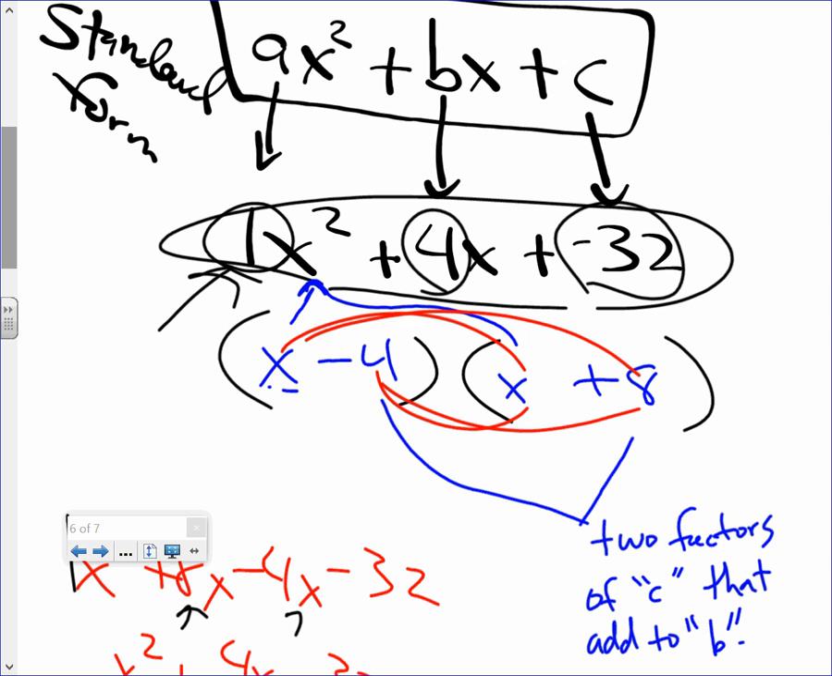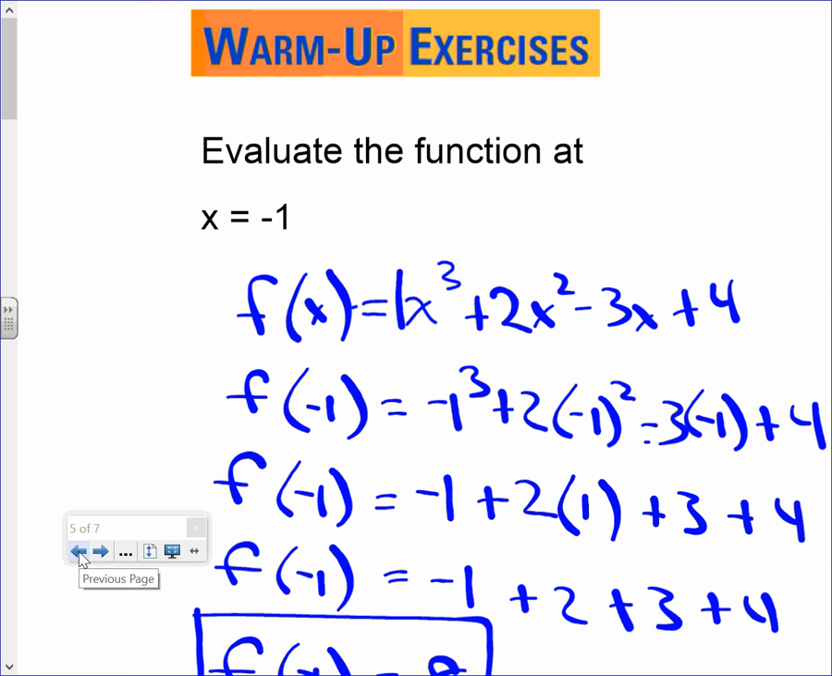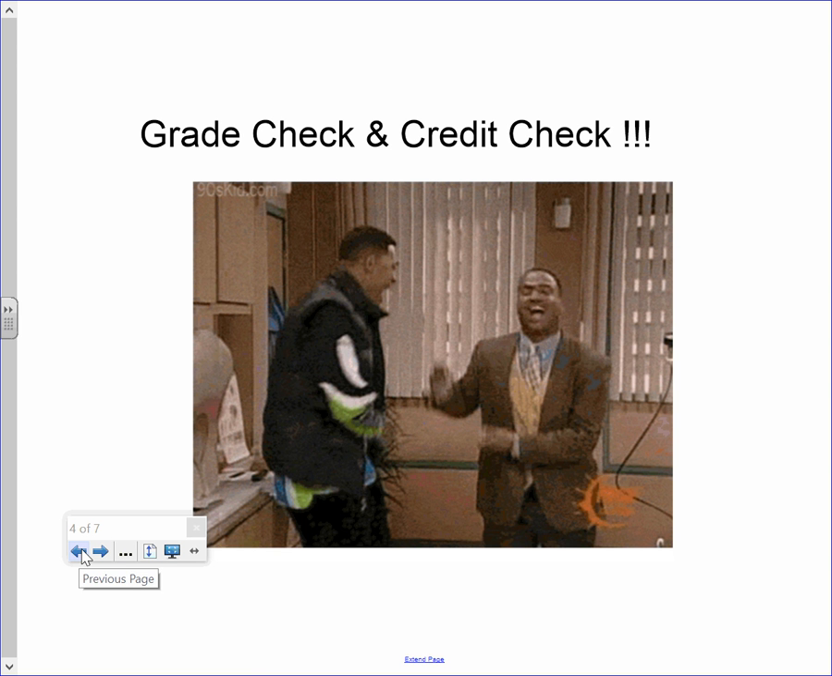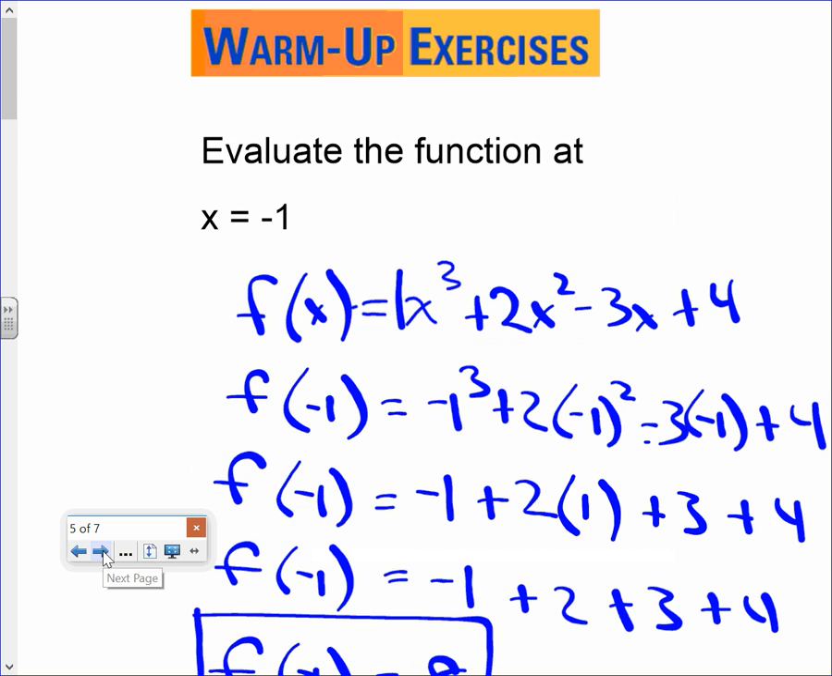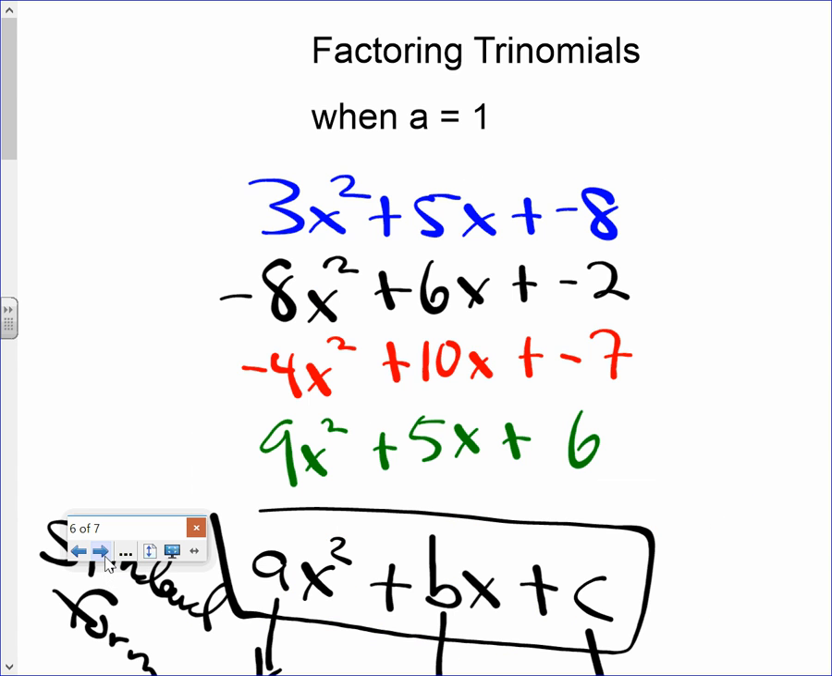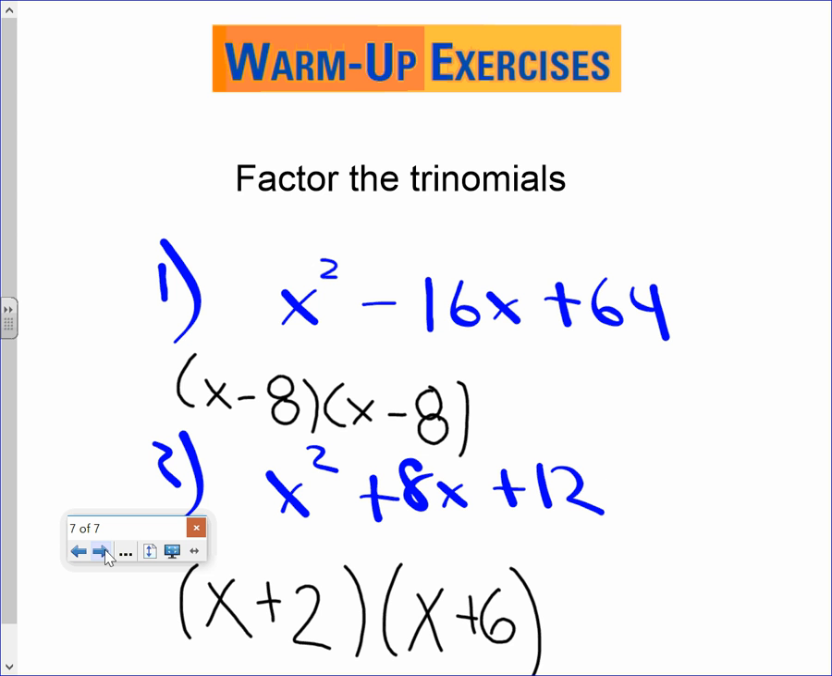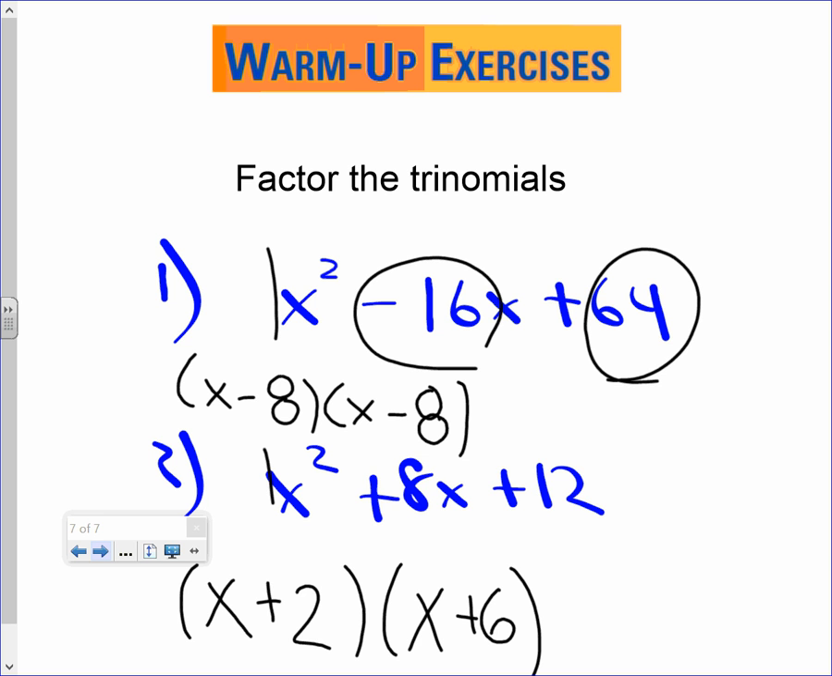All we've been doing, even on the warm-up, look at the warm-up. The ones that Mr. Igareda did and Miss Medina did, notice how A was 1 here. And then on number 2, A was also 1. Those are easy, because all we have to do is find two numbers that multiply to become C, but add to be B. That's easy when A is 1.